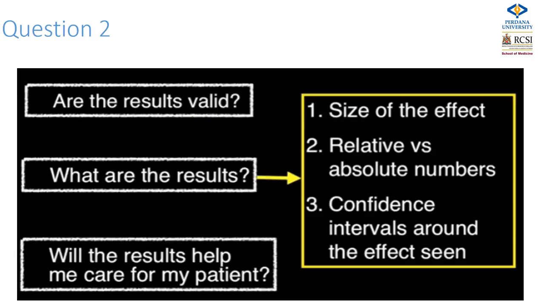So what are the results? The paper should clearly show and demonstrate to you without any doubt the size of the effect. They should quote both relative and absolute numbers. Relative numbers are always larger, percentages in excess of 10% and sometimes well above that, which can be very convincing. But the absolute numbers are also very important to know. They should show confidence intervals around the effect seen, and we should get some idea from this of the precision of the results.